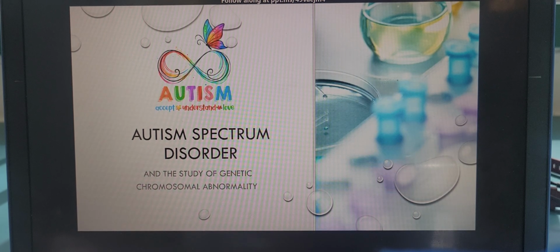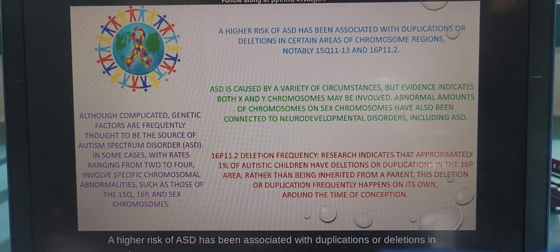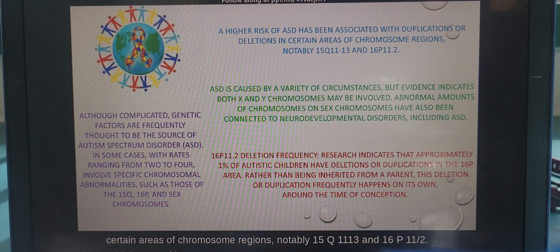Autism spectrum disorder and the study of genetic chromosomal abnormality. A higher risk of ASD has been associated with duplications or deletions in certain areas of chromosome regions, notably 15q11-13 and 16p11.2. ASD is caused by a variety of circumstances, but evidence indicates both X and Y chromosomes may be involved.